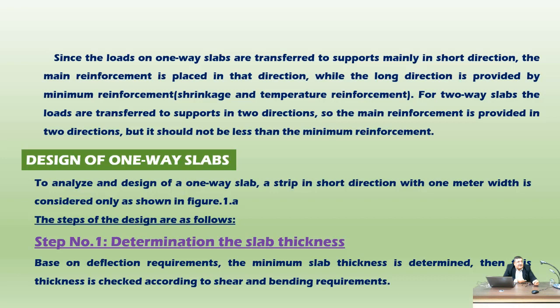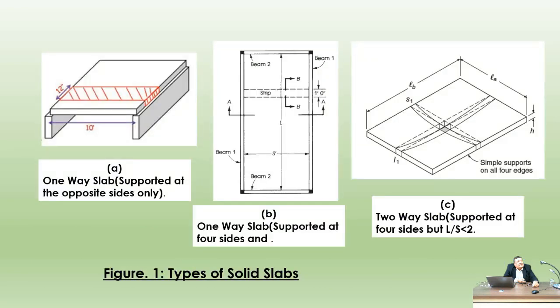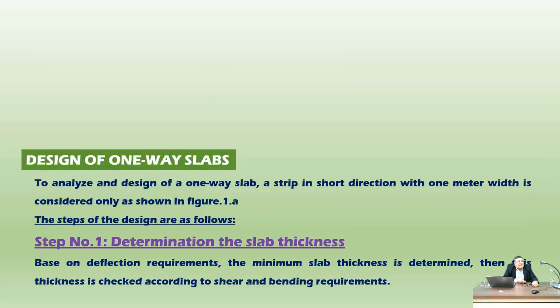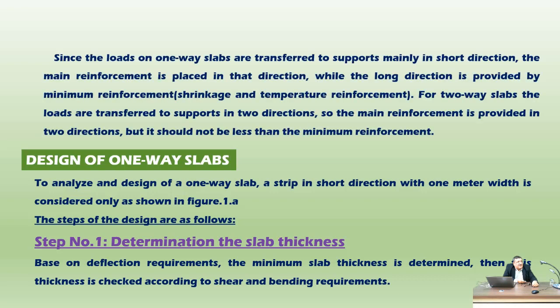Design of one-way slabs. To analyze and design of a one-way slab, a strip in short direction with 1 meter width is considered only, as shown in figure 1A. This is figure 1A, and a short direction and a 1 meter strip is considered in short direction. The steps of the design are as follows. Step number 1, determination of the slab thickness.